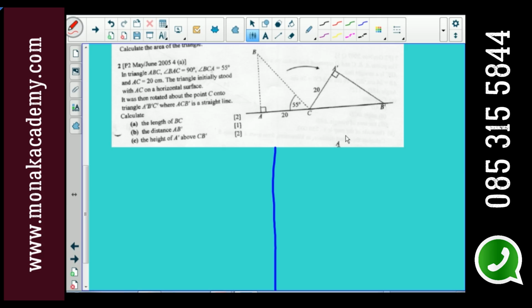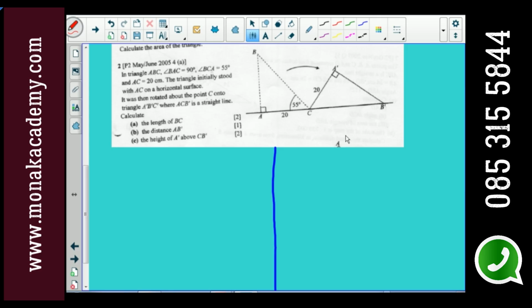Calculate the length of BC, the distance A to B. I don't know what to call that thing, but you can see it. Is that the complement? Yeah, we can call it complement, yes. A complement, but it's more like a reflection, an image of B, but let's call it complement. And then the height of A complement above CB complement.